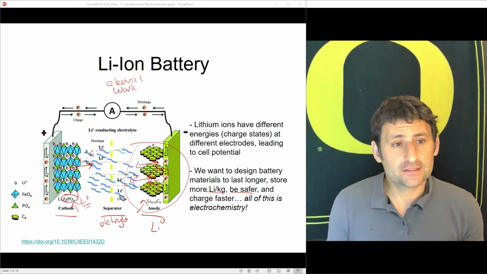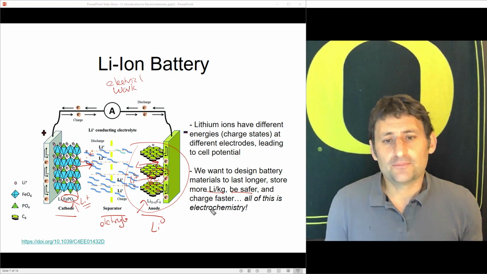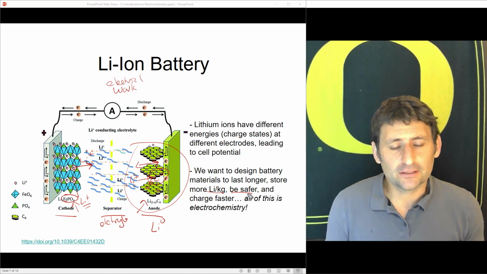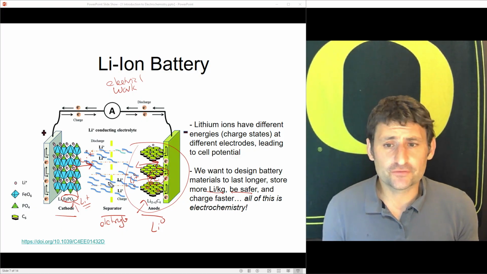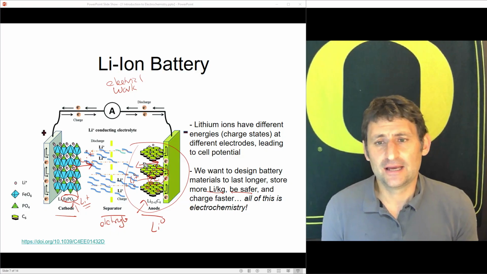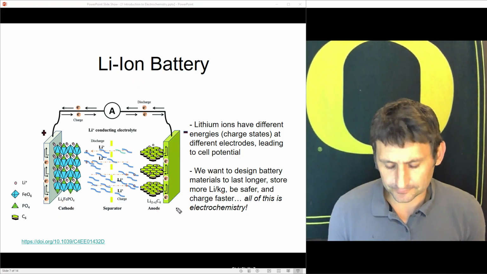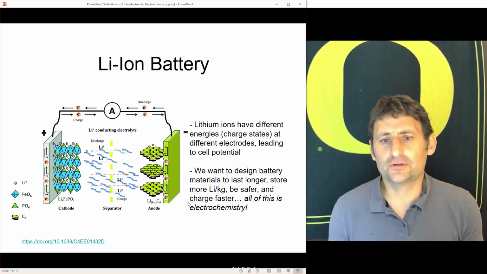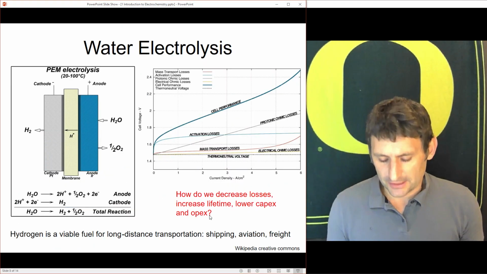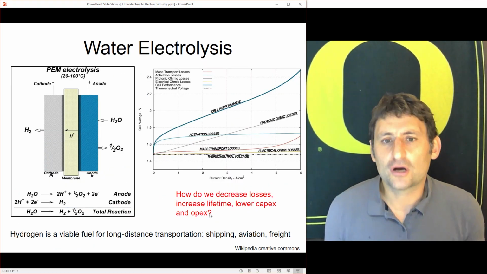So water-based electrolytes are very exciting in the recent academic literature. And we'd like them to charge very fast. So the electrochemical kinetics of moving ions and moving electrons is very, very important. Let's go on now to another example that's close to my heart, and that's water electrolysis.